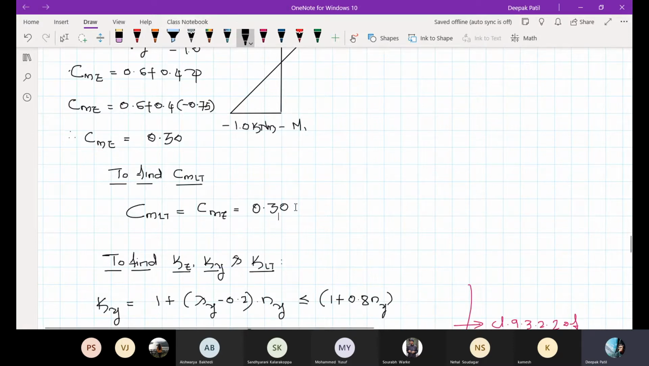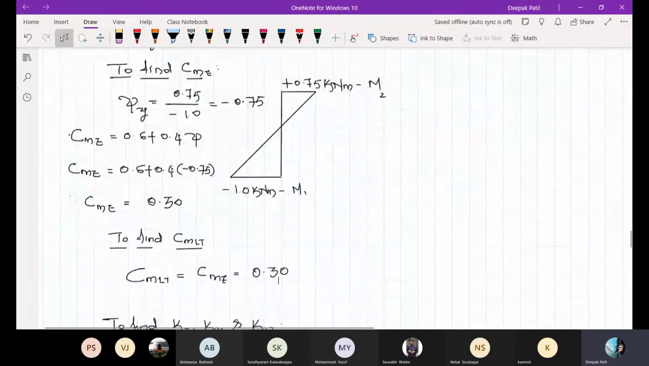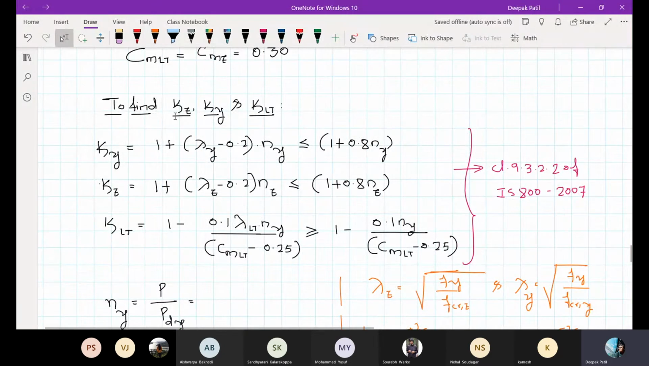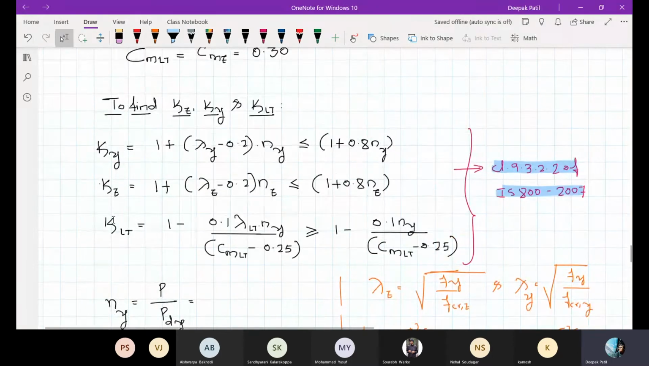Using these, we now have to calculate the other terms like KY, KZ and KLT. These three formulae are given under clause 9.3.2.2 of IS 800/2007, to calculate the values of KY, KZ and KLT. To do that, I need to find NY, lambda y, NZ and lambda z first, so that I can calculate KY, KZ and KLT.